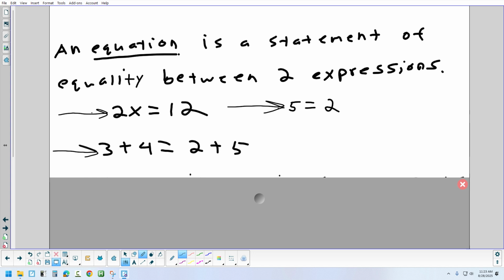Now I said an equation is when you have an equal sign between two expressions. Expressions can be algebraic or numeric. That's an algebraic expression because it has a variable. That's numeric because it does not. So that's an algebraic expression and a numeric expression. That's a numeric and a numeric. That's fine too. You just need two expressions and an equal sign.